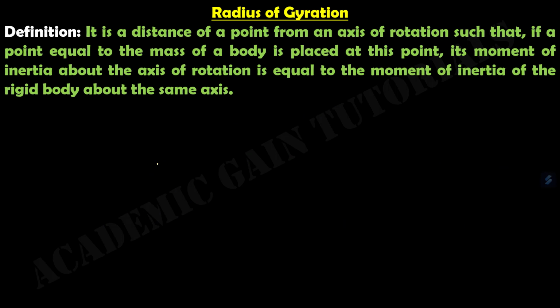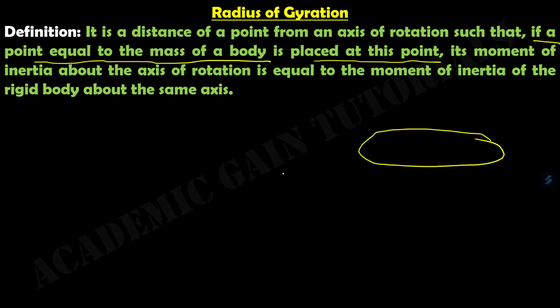Then coming to the second one, which is known as radius of gyration. What is the definition of radius of gyration? It says that it is the distance of a point from an axis of rotation such that if a point equal to the mass of a body, and this is an important point, is placed at this point, so that means suppose this is our body and this is the axis of rotation.